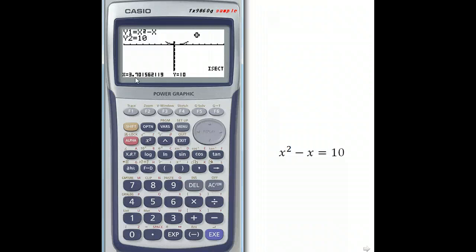Of course, the other option would have been to bring the 10 over to the left, plot the single function x squared minus x minus 10 equals 0, and go ahead and find the roots using the graph solve to find the solution to that problem.